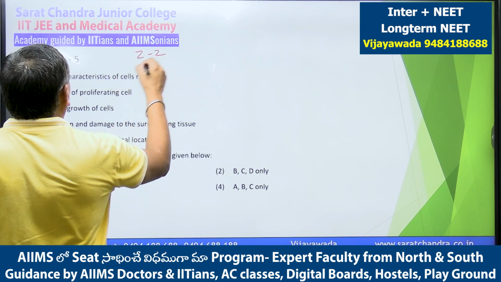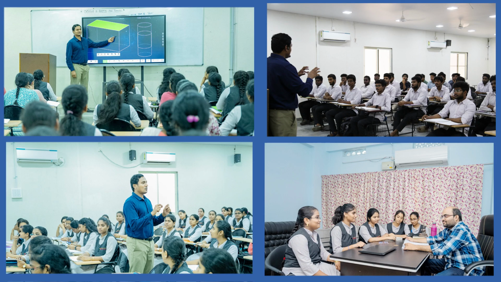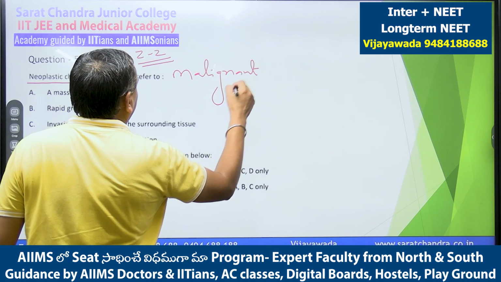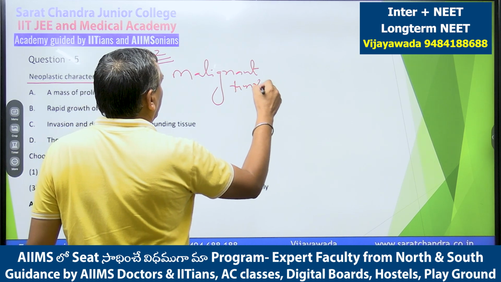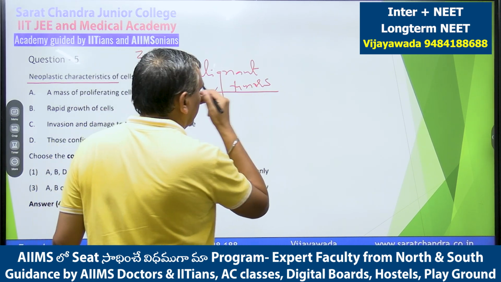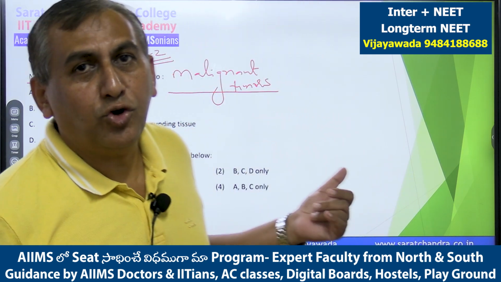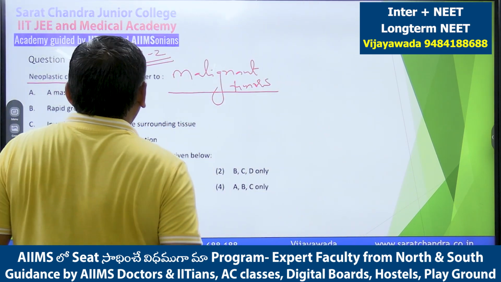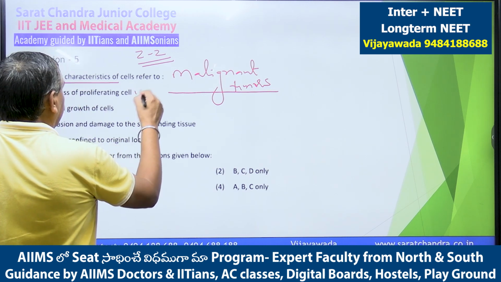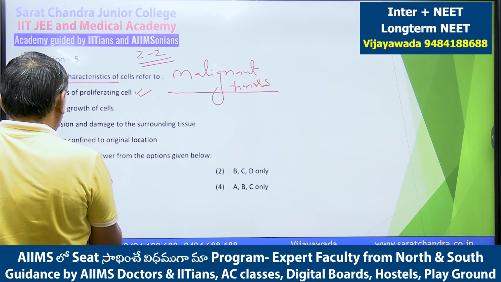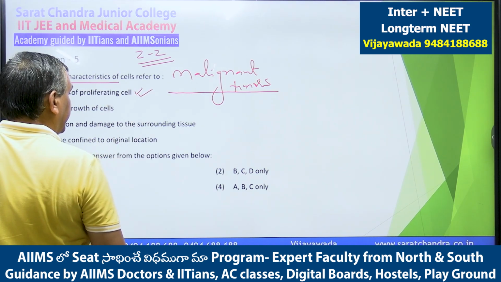Now coming to the next question related to zoology. I have written Z2. Neoplastic means malignant tumor. You know there are 2 types of tumors. One is known as the benign tumor and the second one is known as the malignant tumor. Neoplastic tumor: a mass of proliferating cells. Absolutely correct. They are asking for the correct one. So A is there.